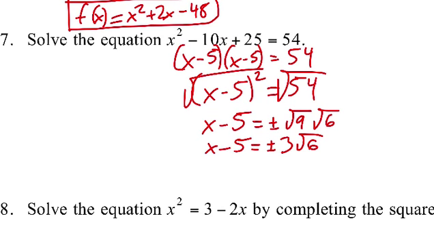Now I don't want x minus 5, I want x all by itself, so we're going to add 5 to both sides. So we're going to get x equals 5 plus or minus 3 square roots of 6. And that's it.